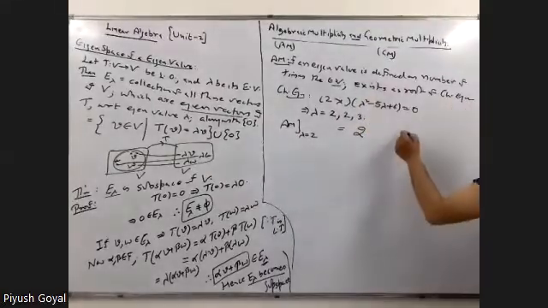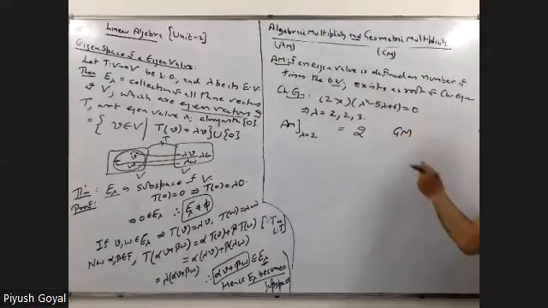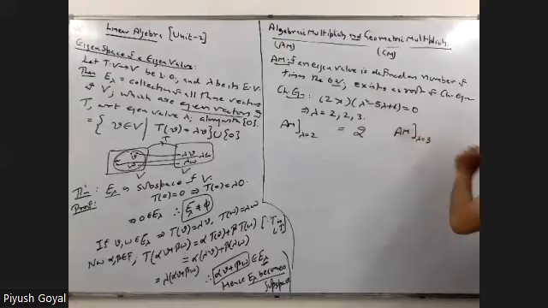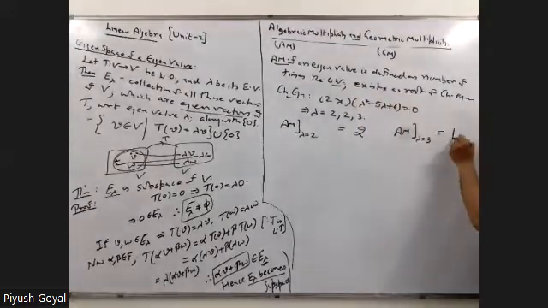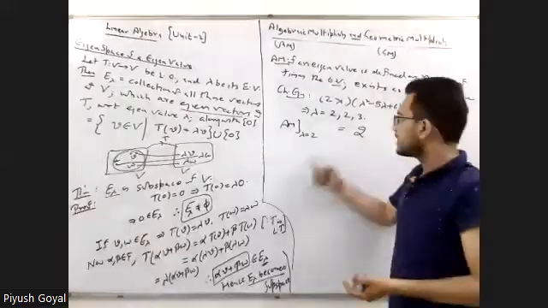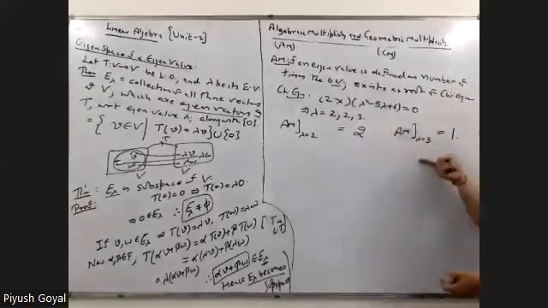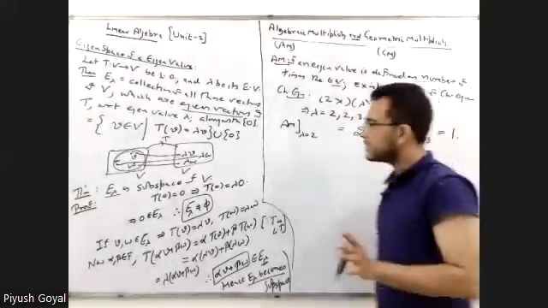In the same way, for the algebraic multiplicity of lambda is equal to 3, you will say that it exists only once as the root of the characteristic equation, so its algebraic multiplicity is 1. So this is one definition.